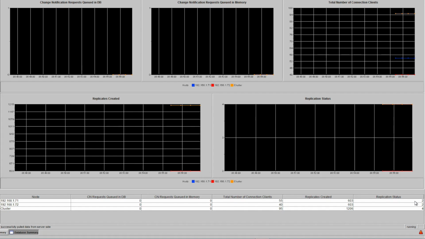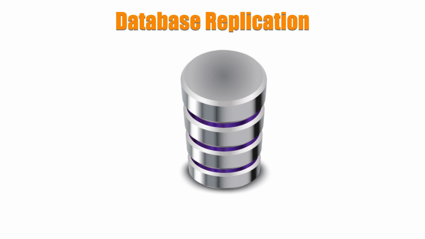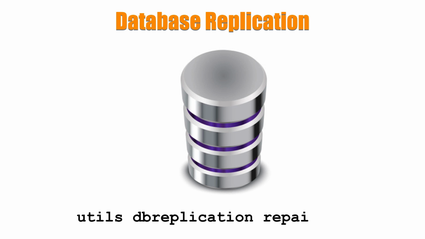But let's go back and talk about how we would resolve a database replication issue if we did indeed have one. Even though in our example we did not have a database replication issue, if we did, we can usually resolve it. I would say about 9 times out of 10 we can resolve it by doing a secure shell connection into our publisher server and issuing this command. We can say utils db replication repair all. In my experience, that will almost always fix a basic database replication issue.